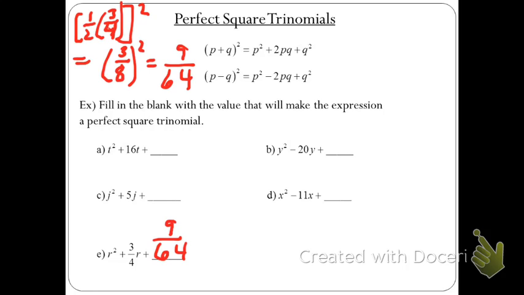There you go. Compare your work with mine as far as what you needed to add to complete that perfect square. And then in terms of what binomial would you square to get that perfect square trinomial, it would be r plus 3/8 squared. Good. Let's put that into practice.